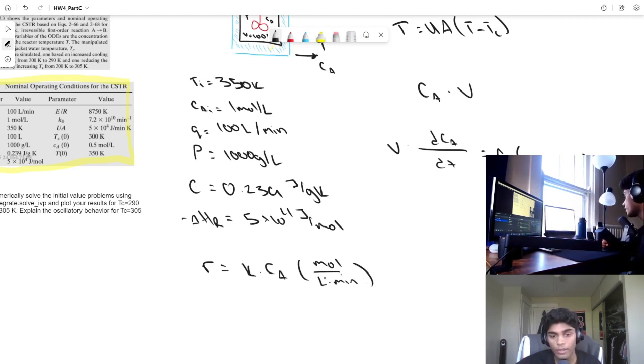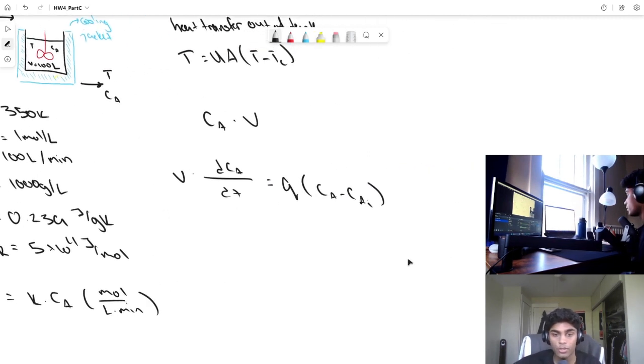However, we don't want this liters term here. So what we can go ahead and do in our differential equation, we want to subtract V times k C_A. And that'll give us moles per minute, our rate. So now we can go ahead and divide both sides by V.